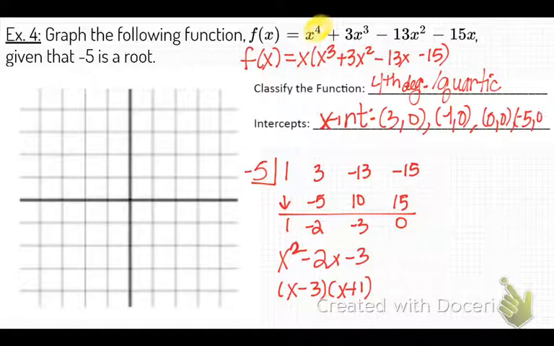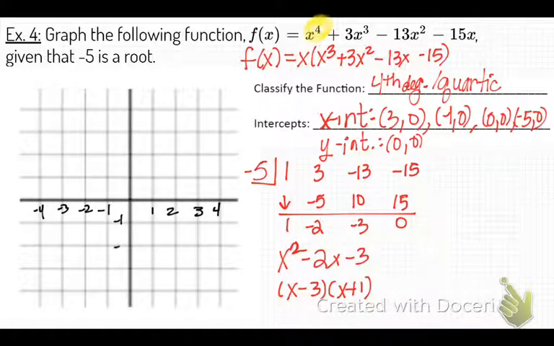Negative 5, 0, the one that I originally had. And then what's my y-intercept? That is also 0, 0. Now, is that a different point or is it the same point? It's the same point. It's the same for the x and the y-intercept. Not multiplicity 2 this time.